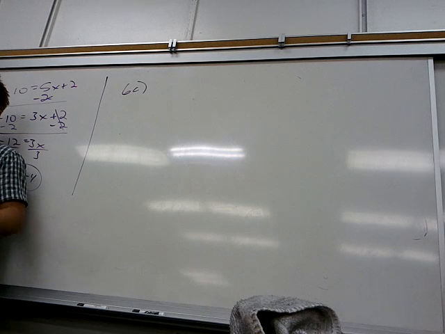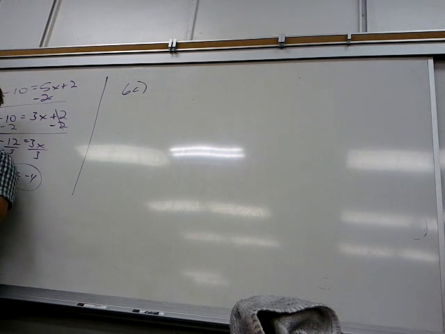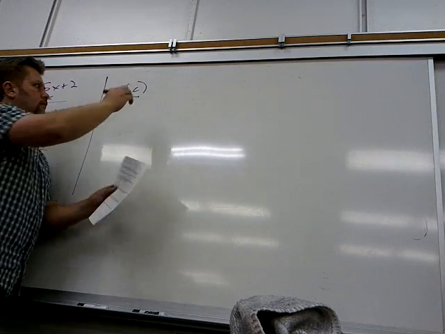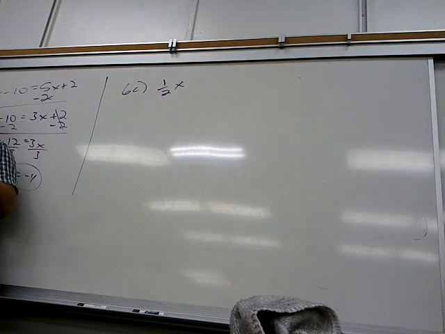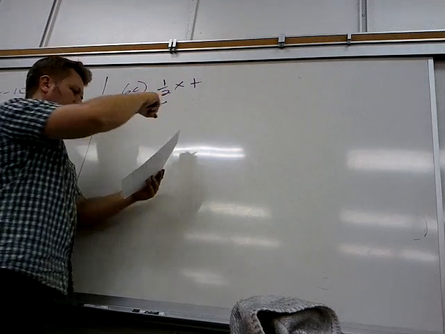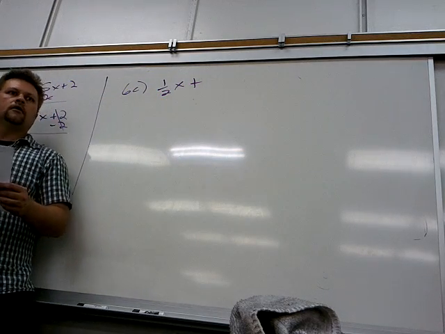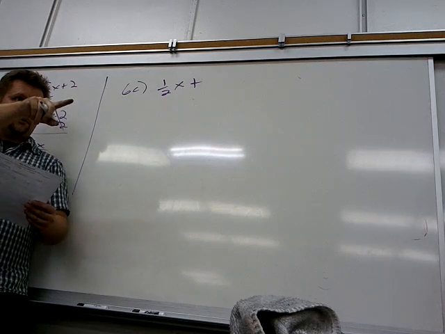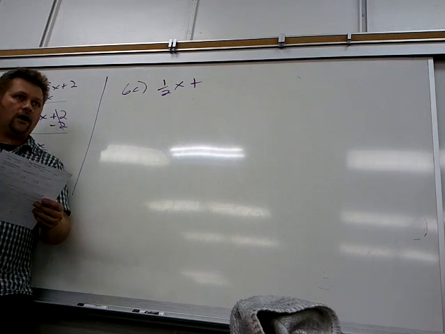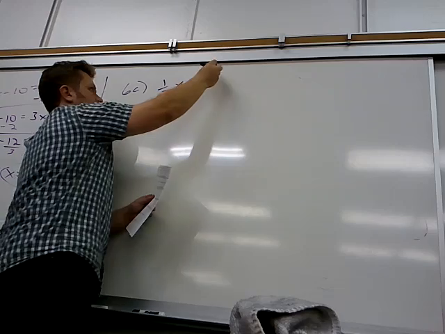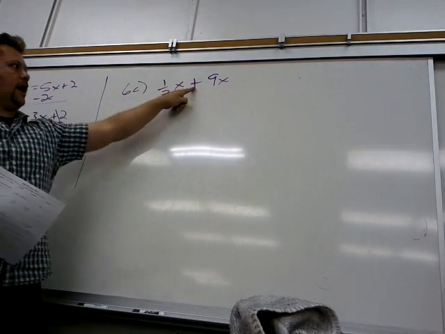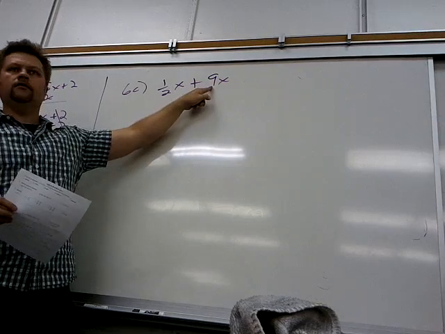So 6C starts off, and I'm sure that some of you would want to pass this up from the very beginning, but it says half a number added to the product. Okay, well, how do I write half a number? 1 over 2 x. Half a number added to the product of that number and 9. Product is multiplication, so what's the product of that number and 9? 9x. And I want to add it to this.